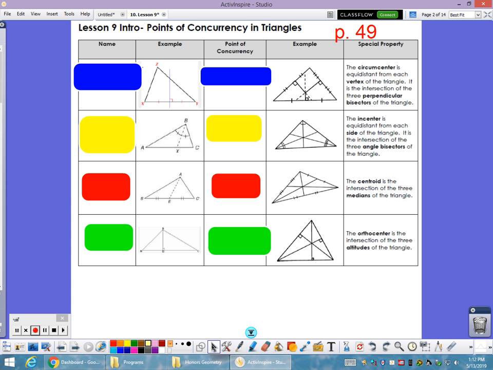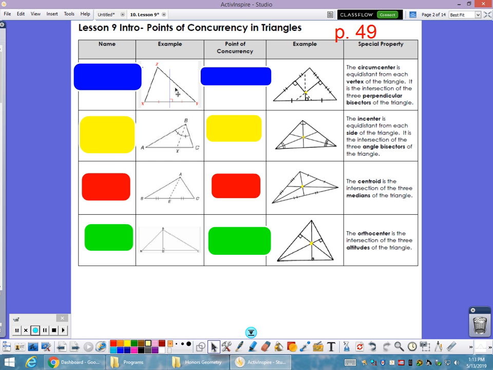This is in your packet. These are different points of concurrency in triangles. When you're talking about a circle and you find the center, there's only one center of that circle. But when you're talking about a triangle, it's kind of like the center of the triangle, but notice there are lots of different ones. There's one option here, one there, and one there, and they're all different places. Some of them coincide if it's a special kind of triangle. I have a couple videos to show you. It's kind of cool.